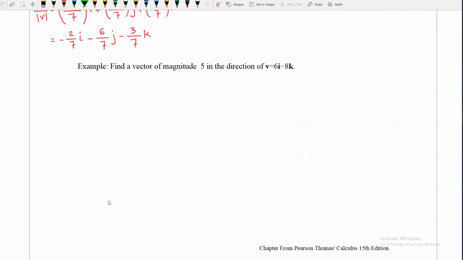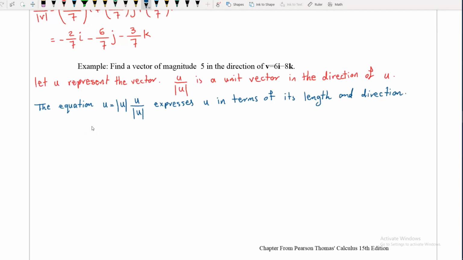Find the vector of magnitude 5 in the direction of v equal to 6i minus 8k. So here u represents the vector, and here we have u divided by length. This is the unit vector in the direction of u. And on this part here, we multiply length by direction. The length is given, it is equal to 5. Because u and v point in the same direction, we have the same unit vectors.